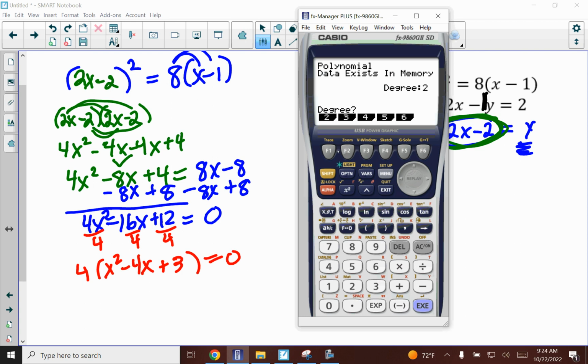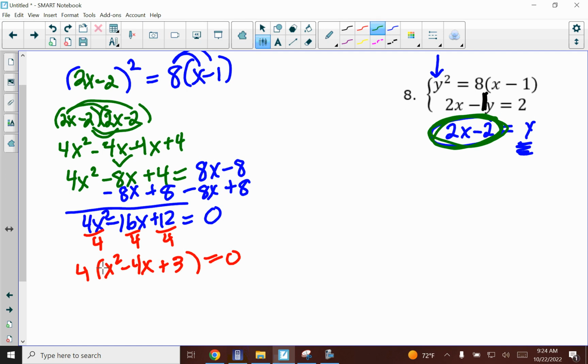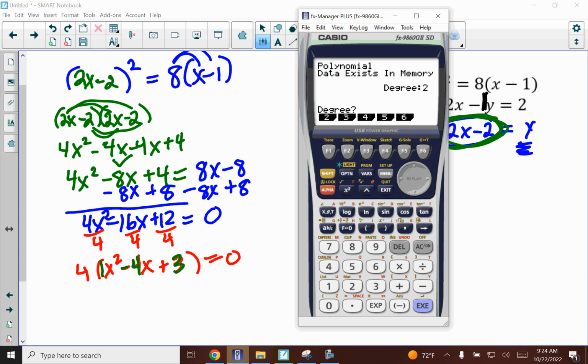And the only things I'm going to worry about are the numbers inside the parentheses. So on the actual polynomial, we have a 1, a -4, and a +3. So that's all I have to enter into the calculator. Now, when it asks what is the degree, that is the highest exponent of the problem. So the degree is going to be a 2. So I'm going to stick in a 1. Then I'm going to stick in a -4. And then I'm going to stick in a +3. And once I hit execute, it's going to give me my 2 answers.